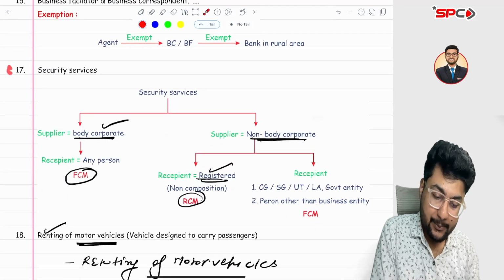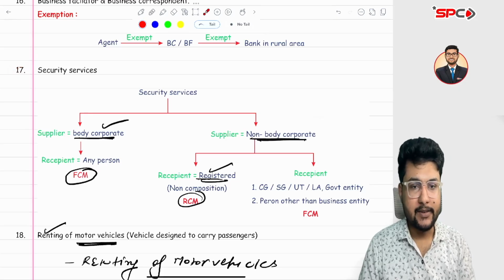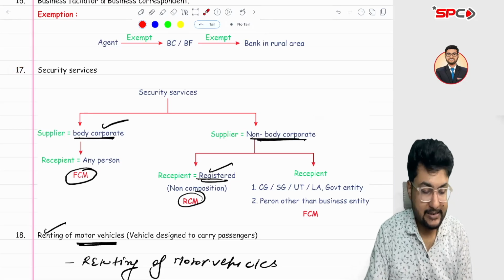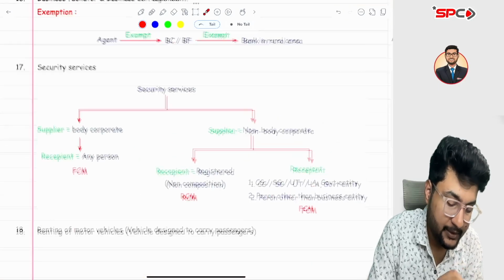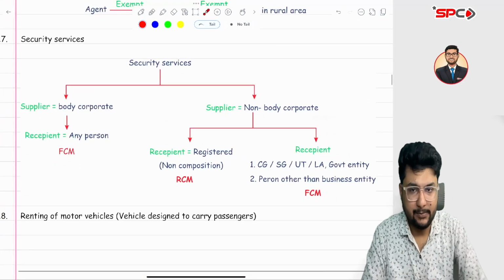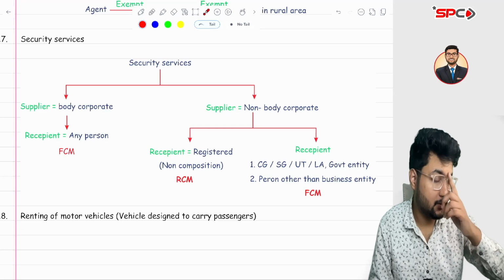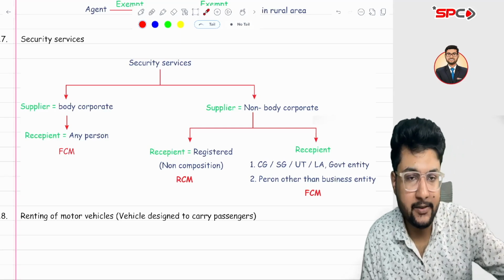Now jumping to another one, security services. What does security services mean? I am giving you 1 minute. Please read it, then I will explain it to you. Okay, I am explaining it to you since it's a revision.